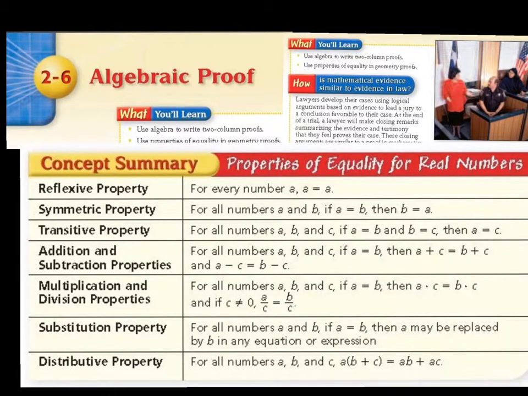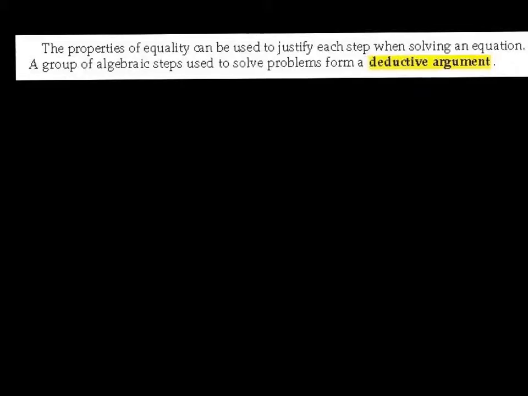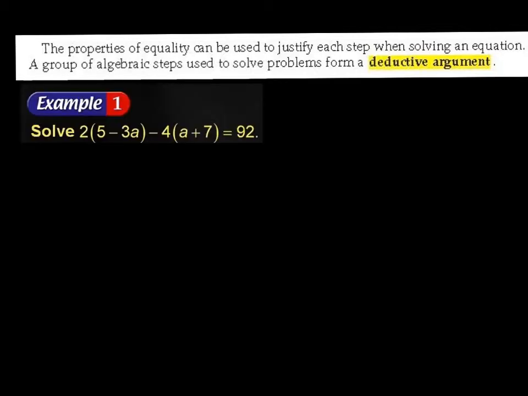Substitution property. For all numbers a and b, if a equals b, then a may be replaced by b in any equation or expression. Distributive property. For all numbers a, b, and c, a times (b plus c) equals a times b plus a times c. The properties of equality can be used to justify each step when solving an equation. A group of algebraic steps used to solve a problem form a deductive argument.